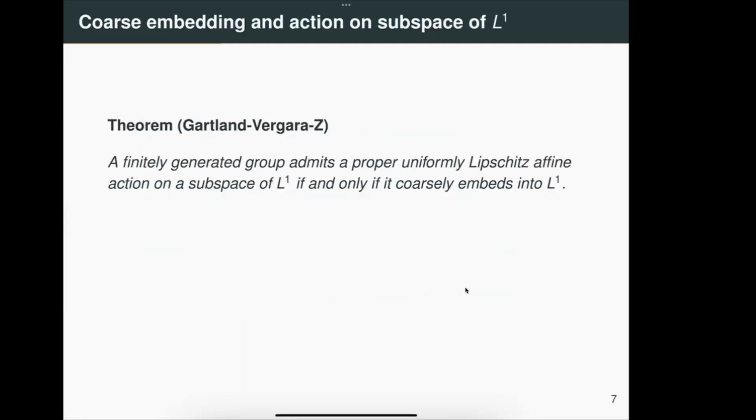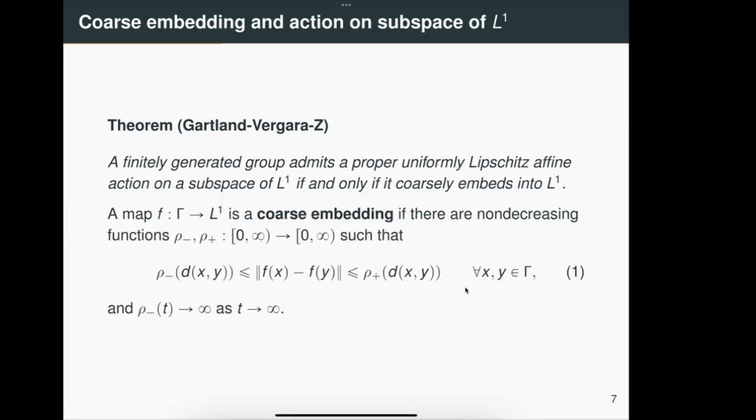So the first statement builds on the work of Vergara. We show that this conclusion, that you can find a uniformly Lipschitz affine action on a subspace of L1 with a proper orbit, is equivalent to the group coarsely embedding into L1. And L1 and L2 are coarsely equivalent, so the statement is also the same as coarsely embedding into Hilbert space. So coarse embedding is a very coarse notion. All you need is a map of your group into the space.